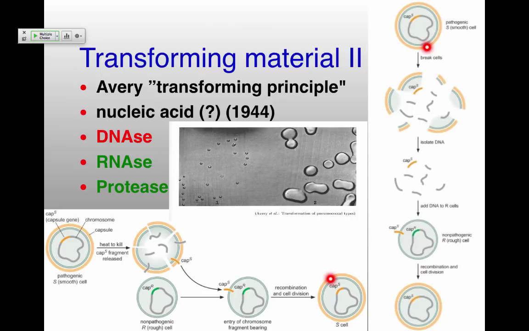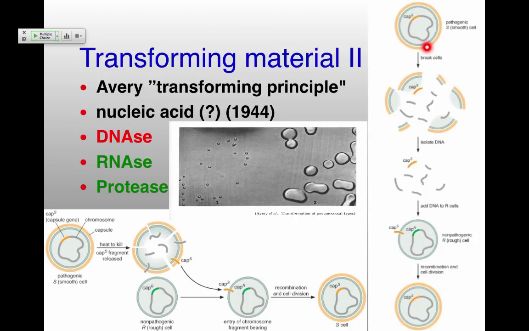So how did Avery show that this transforming principle was actually DNA? Basically, he took advantage of the enzymes that people knew about. Remember, -ases, right? These are enzymes. And again, for the most part, what an -ase does is cause hydrolysis of whatever that -ase is hung on the end of. So DNase breaks down DNA. RNase breaks down RNA. Protease breaks down proteins.